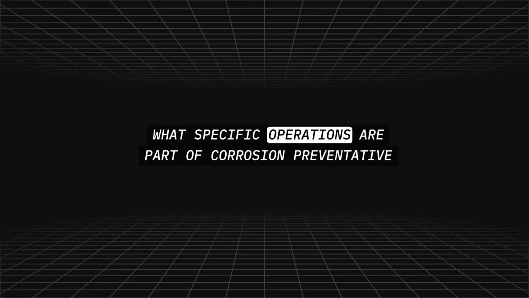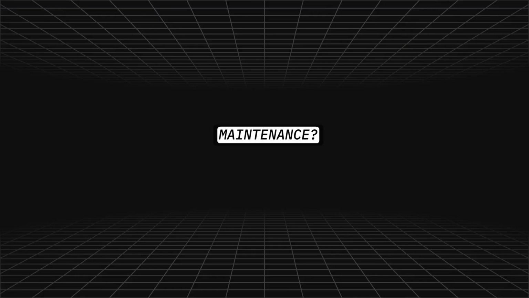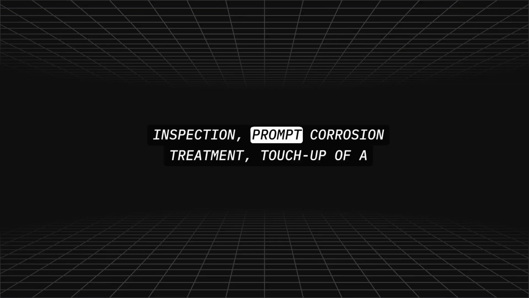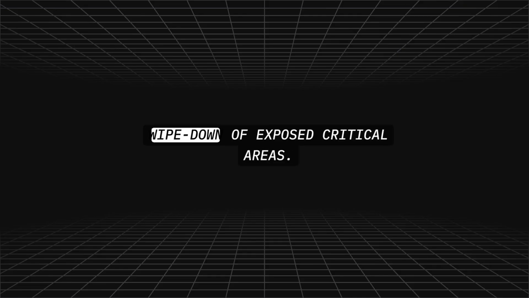What specific operations are part of corrosion preventative maintenance? Adequate cleaning, periodic lubrication, detailed inspection, prompt corrosion treatment, touch-up of damaged paint, sealing, use of protective covers, and daily wipe down of exposed critical areas.